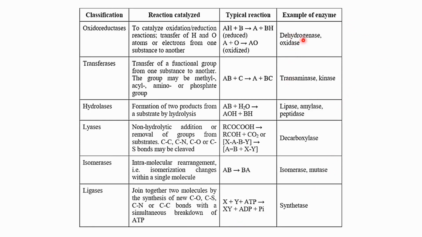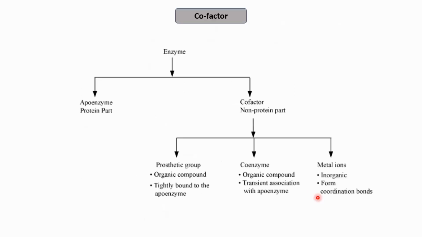For example, dehydrogenase or oxidase comes under the class oxidoreductases. Transaminase and kinase come under the class transferases. Lipase, amylase, peptidase are the hydrolysis enzymes. Decarboxylase is a lyase. Isomerase or mutase are isomerases. And synthetase is a ligase that helps in the ligation of molecules.